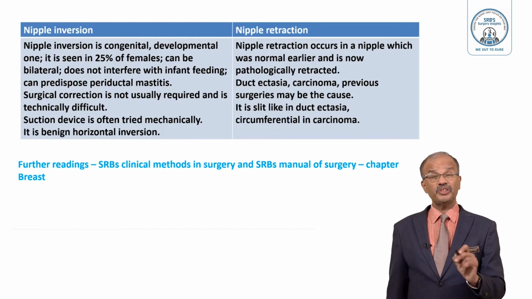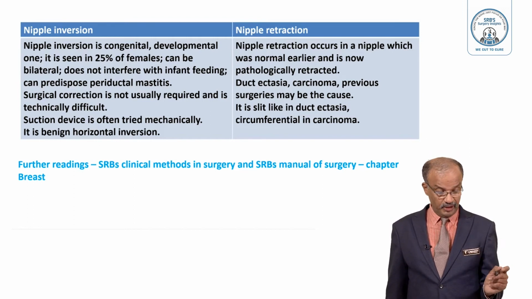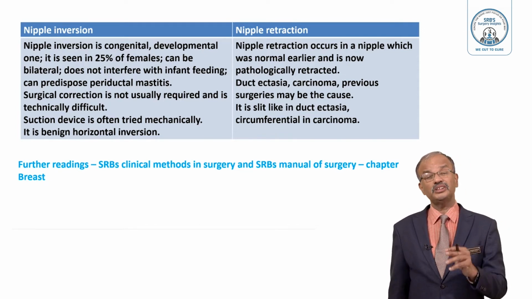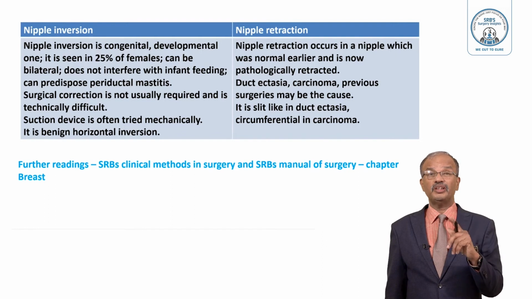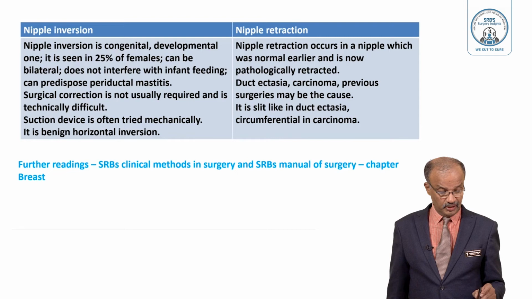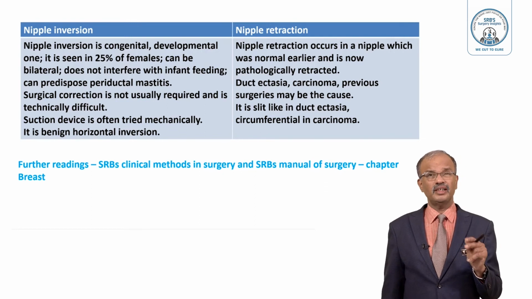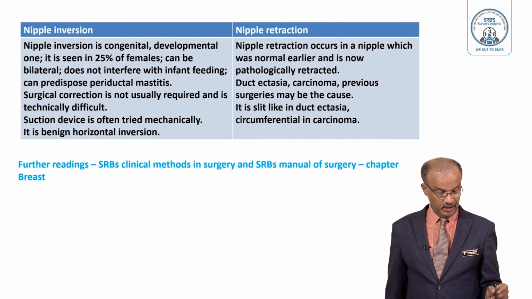So nipple inversion and retraction are two different things. Nipple inversion is congenital, developmental. Very common it is, remember, 25%, because you have to ask the history. Retraction is of recent onset after the development of a breast lump. It is a retraction related to the breast lump, probably carcinoma. If it has been since childhood, it is probably nipple inversion, congenital, may be bilateral, with difficulty in infant feeding, but it can cause inflammation, infection, periductal mastitis, all those things. Can do surgical correction, not a major thing as such.